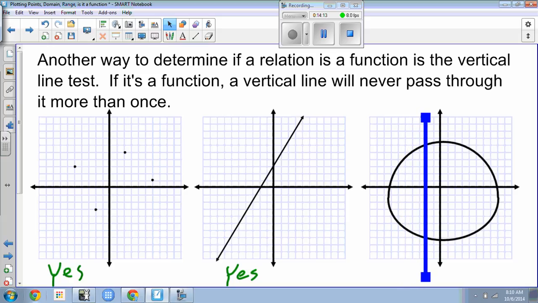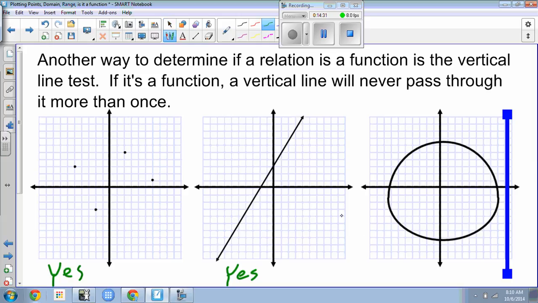And this thing continues to fail the vertical line test all the way across. It's failing it here at negative 2. It's failing it here at negative 1. It's failing it at 0. I've got 2 y values for each of these x values. So this thing is definitely not a function. No, it is not a function. So that kind of wraps us up here as far as what is a function, what is not a function.